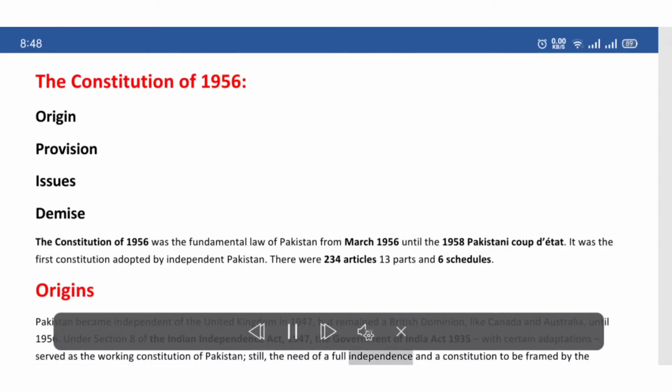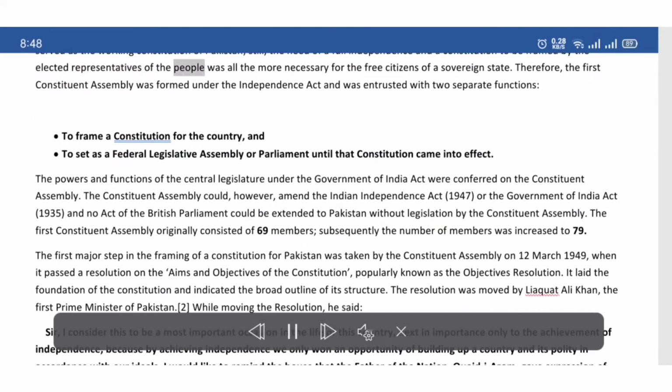Still, the need of full independence and a constitution to be framed by the elected representatives of the people was all the more necessary for the free citizens of a sovereign state. Therefore, the first Constituent Assembly was formed under the Independence Act and was entrusted with 2 separate functions: to frame a constitution for the country, and to act as a federal legislative assembly or parliament until that constitution came into effect.